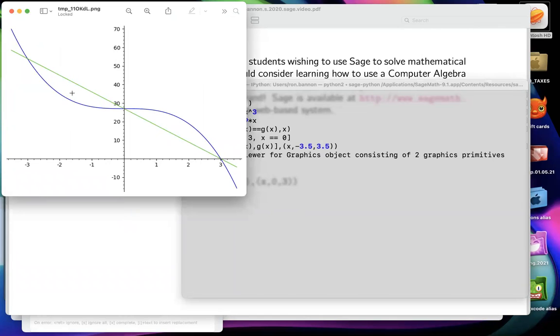I'm seeing the green curve. The green curve is just a line. This blue curve is the cubic. What am I noticing about this? The green curve is above it between -3 and 0, and the green curve is below it between 0 and 3. All right. I'm definitely seeing bounded regions over there.